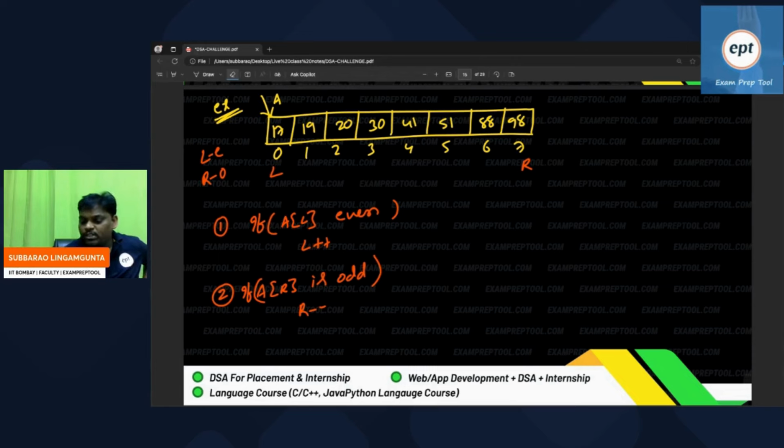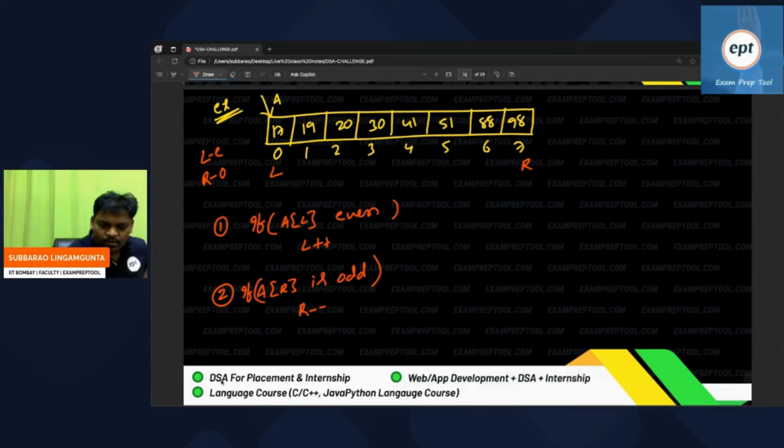So what is our first step here? Our first step is that all even people I have to bring to the left hand side, and all odd people I have to keep on the right hand side. Wherever L is, ask that person, are you even? If it is even, then no work is there, because left wants even and I got even, so do L plus plus. For the right hand side person, ask whether that person is an odd number or not. If it is odd, R minus minus.